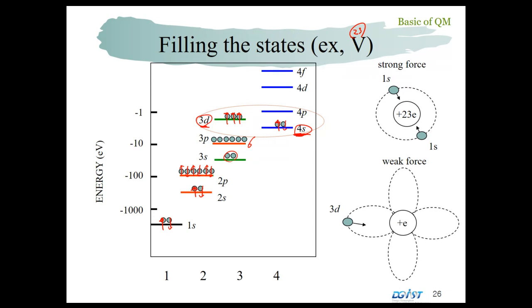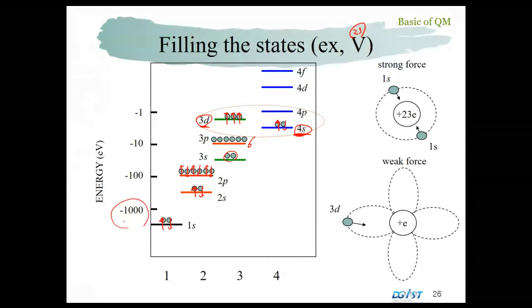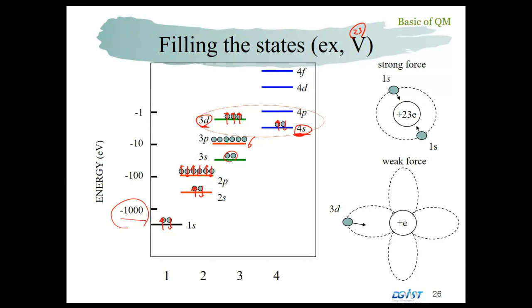And we have to pay attention to the energy scale. Here, the core electron energy is less than minus 1000 electron volt compared to the 3d and 4s. Let me recall the energy of hydrogen. The lowest energy of the hydrogen atom is only minus 13.6 electron volt. But in the vanadium case, the 1s electron has an energy of about minus 1000. Why so strong?